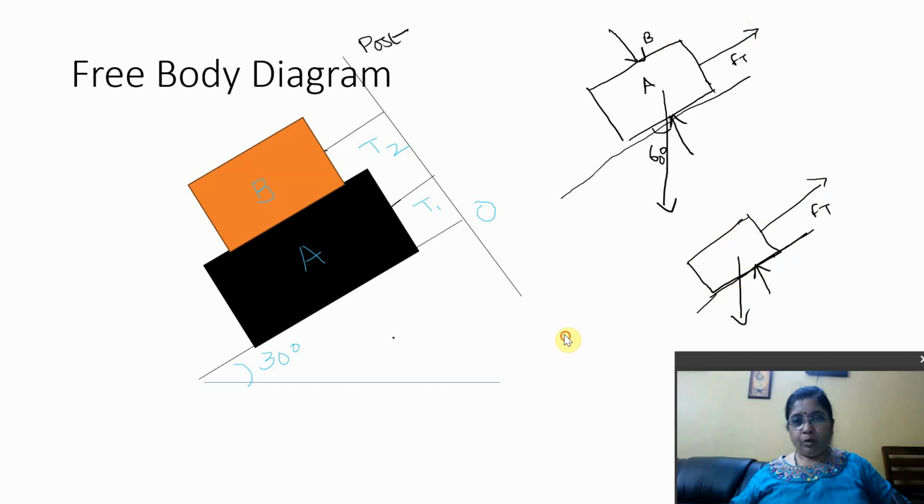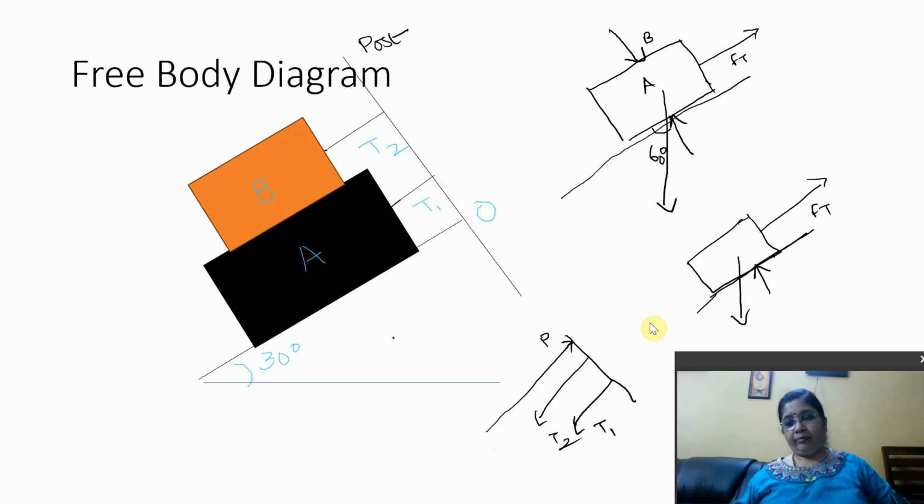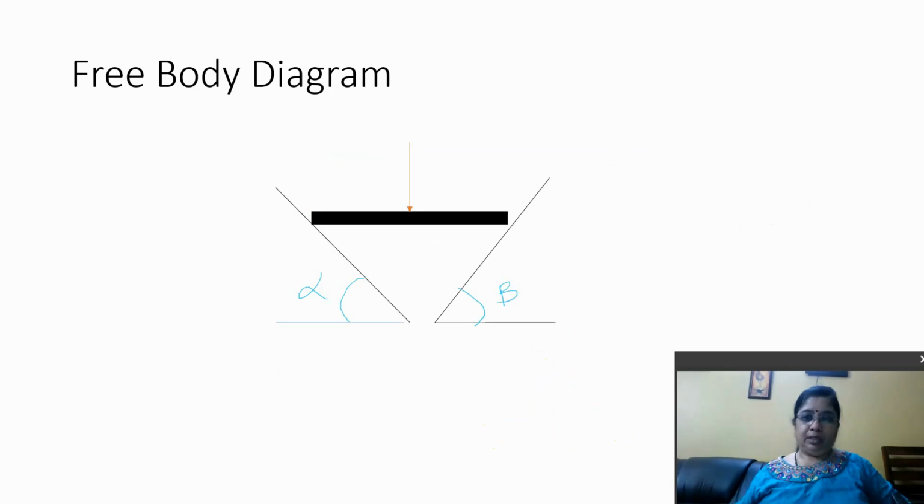What happens to the post? To the post, you have T1, which is acting like this. You have T2 acting like this. Let us call it some P, which is holding it up. Some force P, where P is equal to T1 plus T2. So this is a free body diagram for the post. I think this is the last one, if I'm right. Yeah, this is the last one.